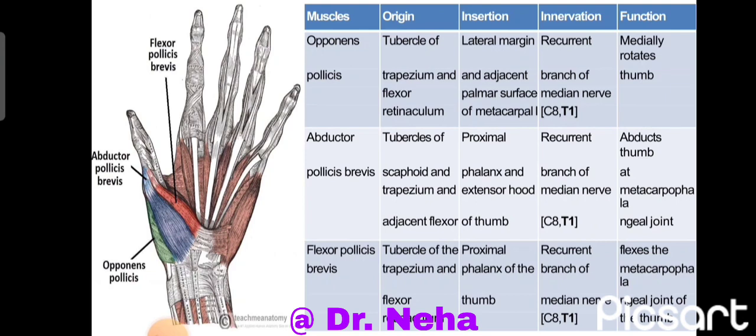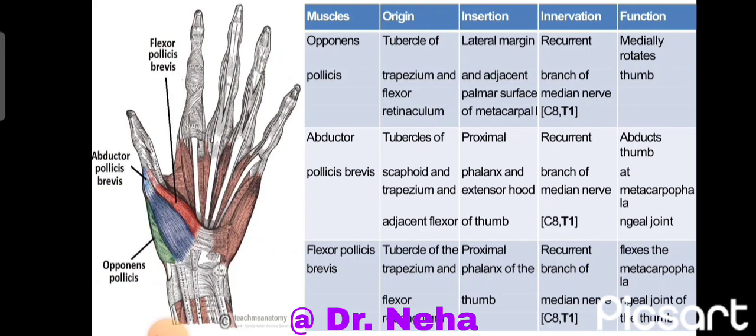Then this blue colored muscle is the abductor pollicis brevis. It is also arising from the tubercle of the scaphoid and trapezium and the adjacent flexor retinaculum, and this is inserting over the proximal phalanx and the extensor hood of the thumb. This is again innervated by the recurrent branch of the median nerve. As the name indicates, the action of this muscle is abduction of the thumb at the metacarpophalangeal joint.